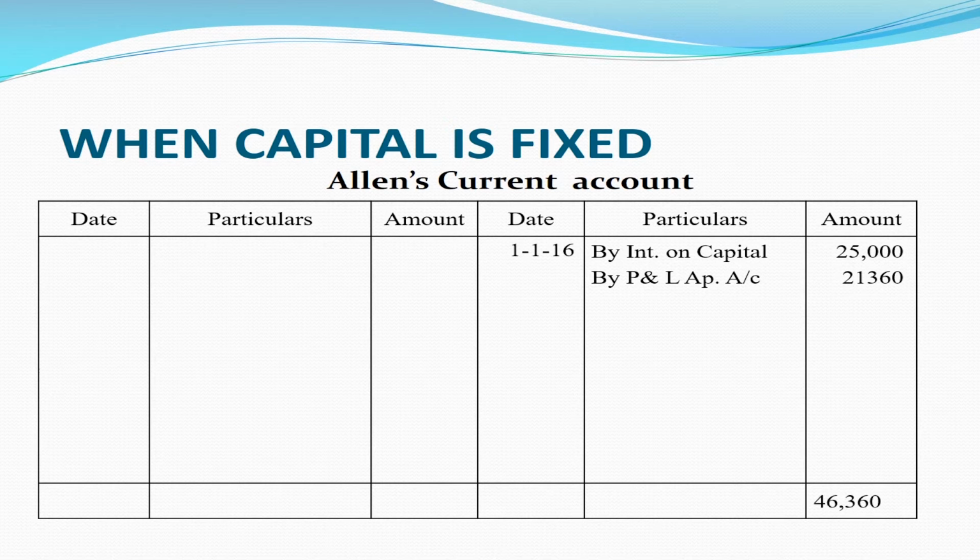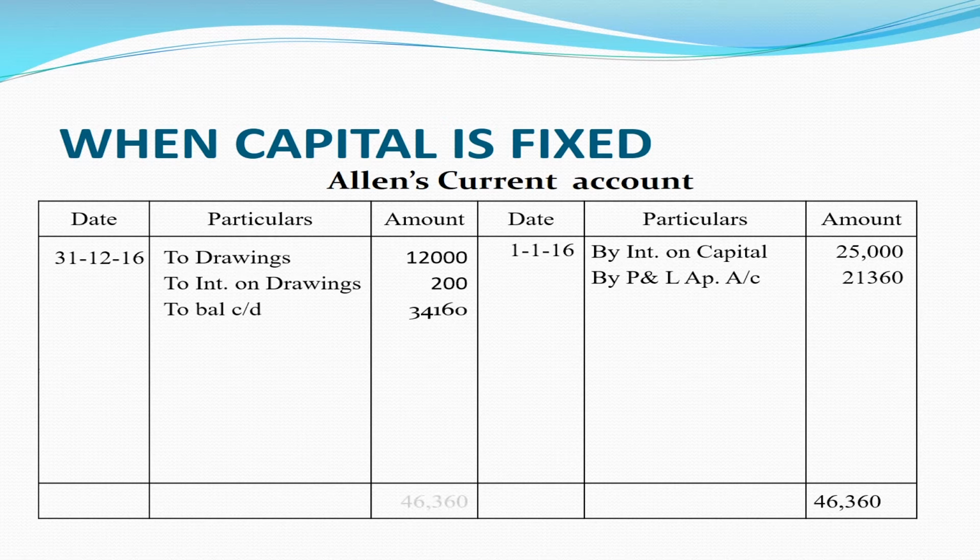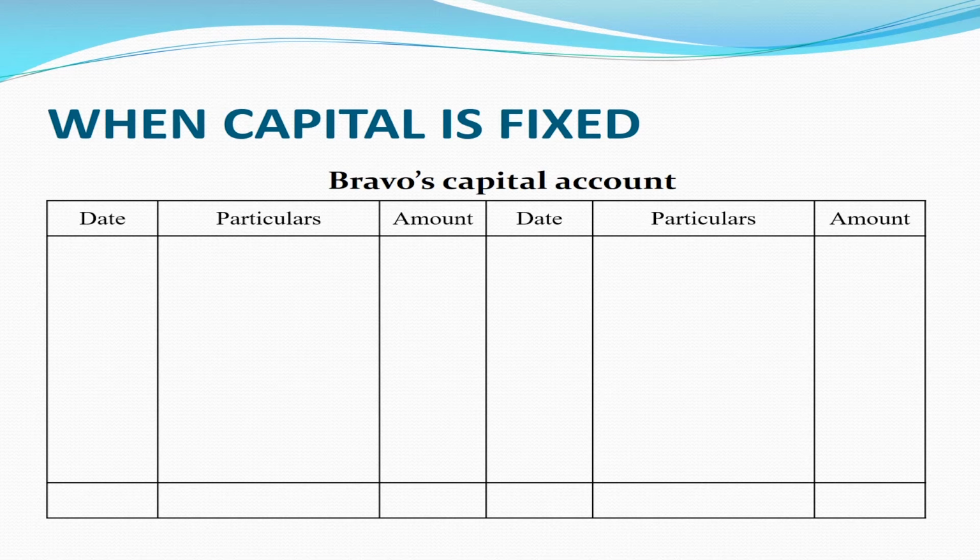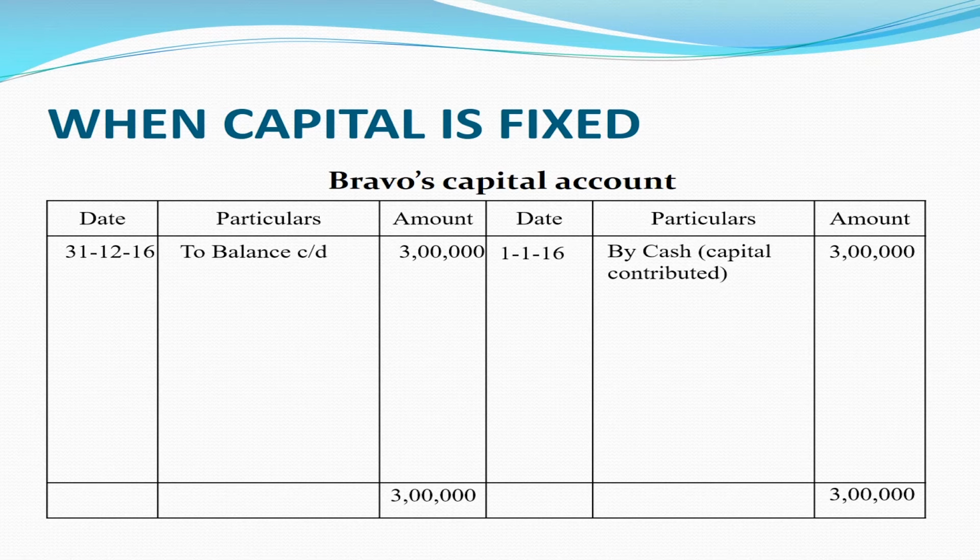And P&L appropriation account, that is the share of his profit, as calculated in the previous video, that is $21,360. So moving to the to side, that is to drawings, $12,000 as given in the question, and to interest on drawings, 200, again given in the question, and we will write to balance carried down, that is the balancing figure, as $34,160. Now moving on to Bravo's capital account, we will write by cash account $3 lakh and to balance carried down, that is the balancing figure, as $3 lakh.